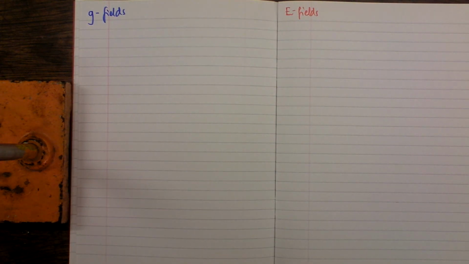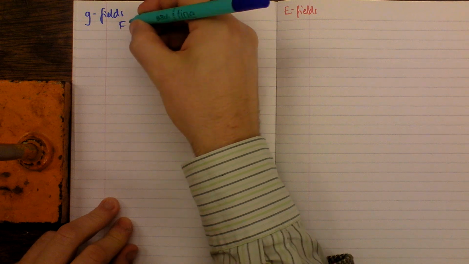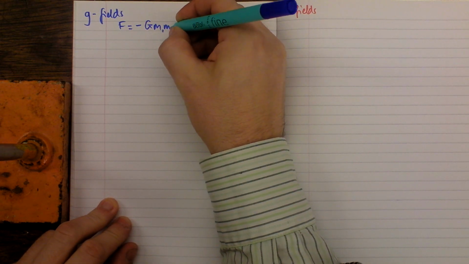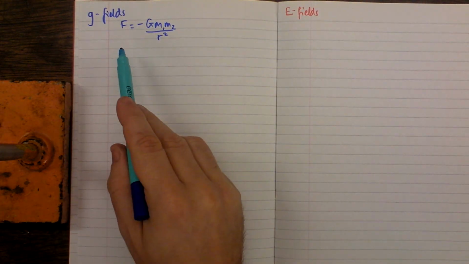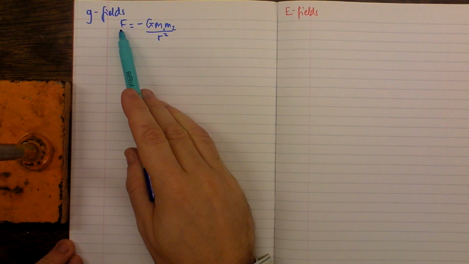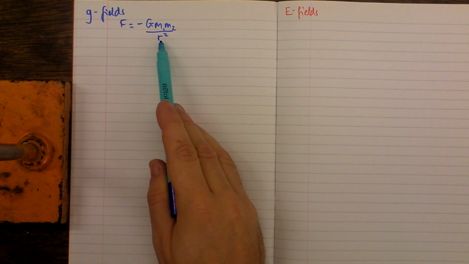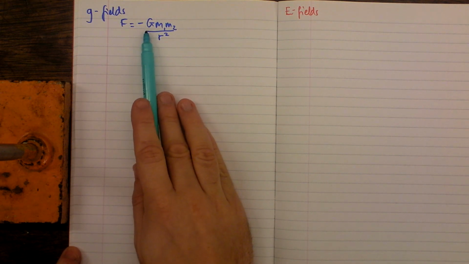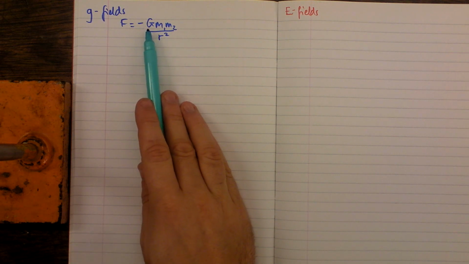Now, gravitational fields, or G fields, a lot of our thinking comes from Newton's law of gravitation, which is this: F equals minus big G m1 m2 over r squared. So the force between two bodies is proportional to the product of their masses and inversely proportional to the square of the distance between them. And the constant of proportionality is this big G. That's the universal gravitational constant. Look it up on your formula sheet.